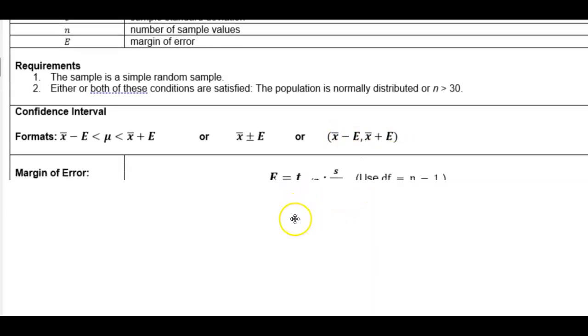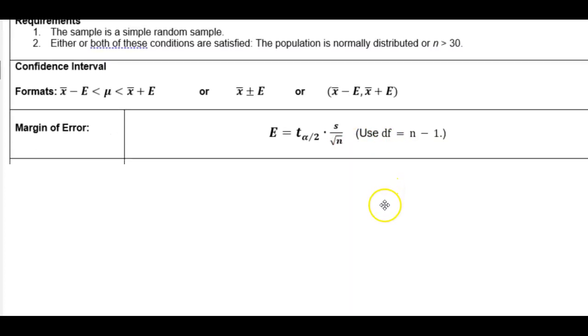So to find the margin of error, E is going to equal the critical t value times the sample standard deviation divided by the square root of n, and we would use df, which is an abbreviation of degrees of freedom, which is equal to n minus 1.